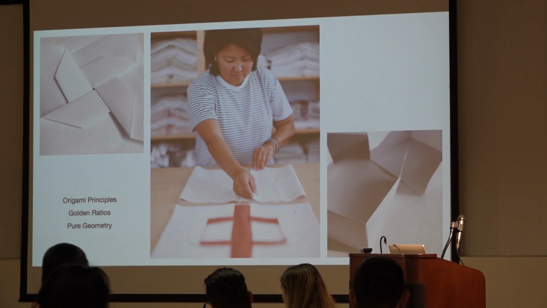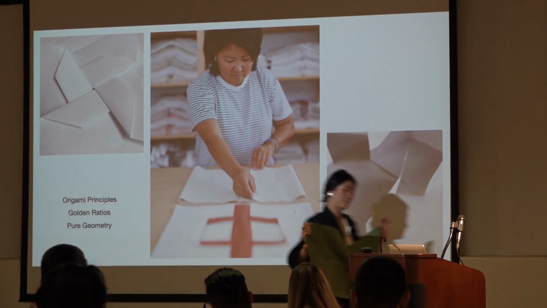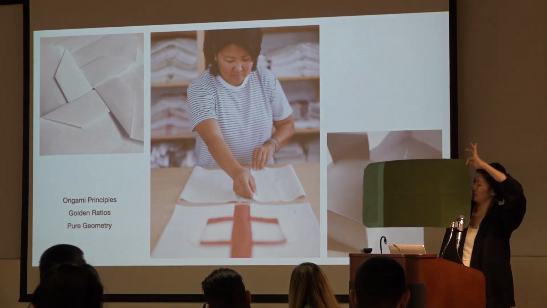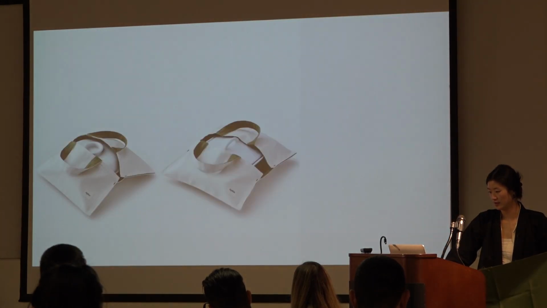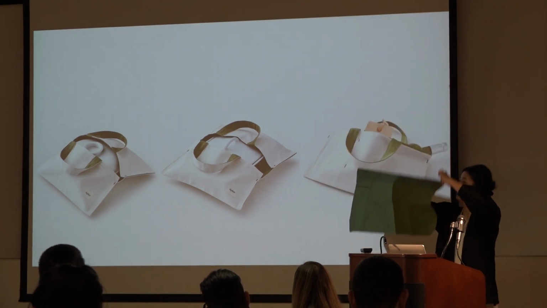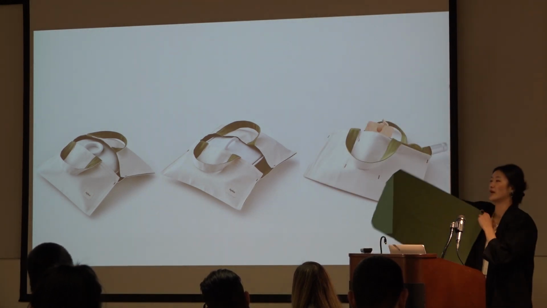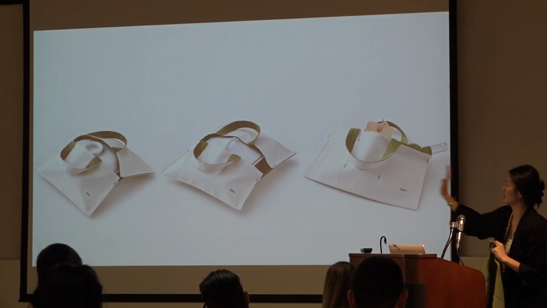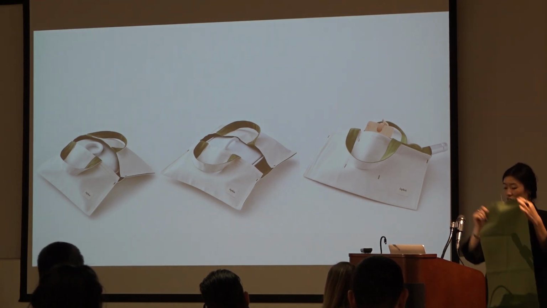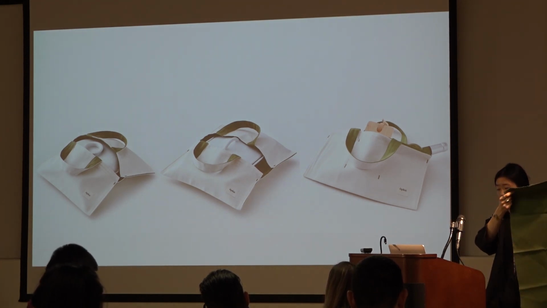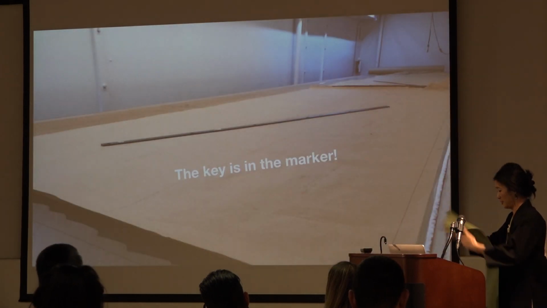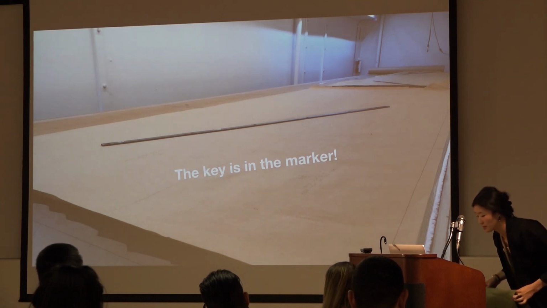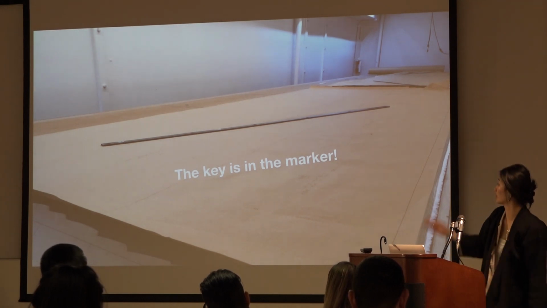Okay, so this piece that I'm holding up makes this product, and this product. So we're able to take one rectangle and fold it into three different things to maximize the use of just one simple marker. Like I mentioned before, the key is in the marker. And this is a photo of what our marker looks like.